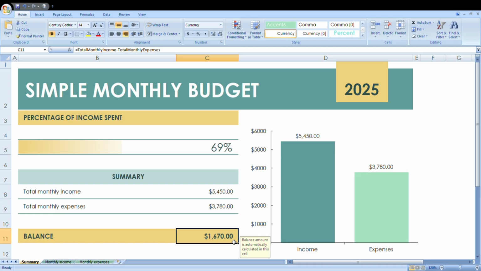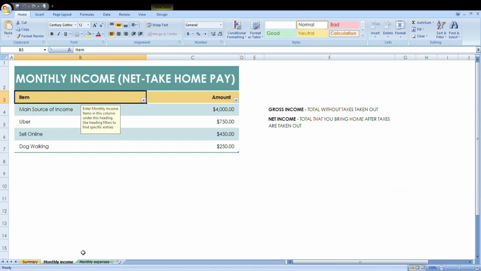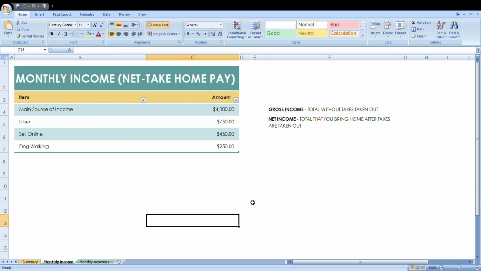So let's go look at the monthly income right now. The monthly income is going to list everything that you bring home per month. So your main source of income, like your take home pay from your job. Now this is going to be your net pay, your take home pay. Your gross pay is what you make, say you make $30 an hour. $30 an hour times 40 hours a week is $1,200. So that would be your gross income per week.